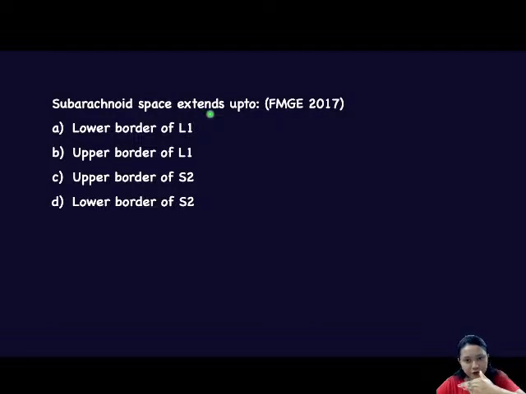It is below the dura. Okay, it is below the dura. So this is the dura mater. Below the dura, it is a subarachnoid space. So what is the extension of the subarachnoid space? Subarachnoid space extends up to, they have given the option: lower border of L1, upper border of L1, upper border of S2, and lower border of S2.